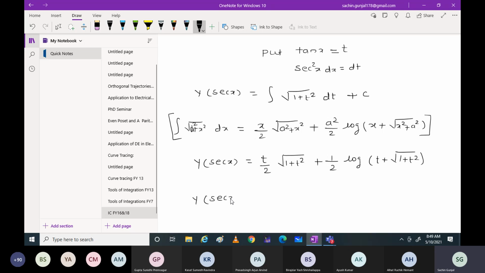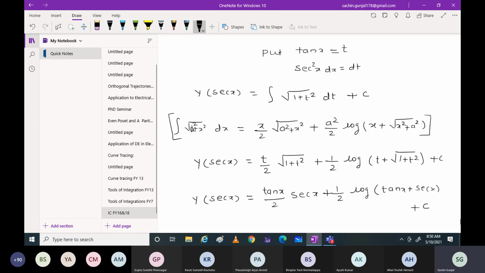So y into sec x is equal to tan x by 2, then under root 1 plus tan square, which becomes sec square, and so it becomes sec x, plus 1 by 2 log of tan x plus sec x, and plus c is there. Okay. Is that fine? Yes, sir.